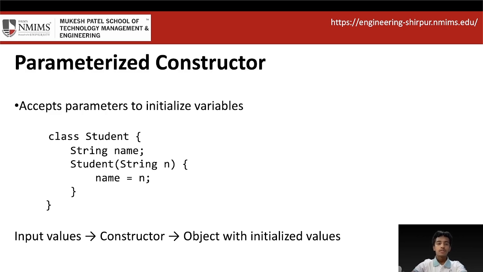Parameterized constructor. A parameterized constructor allows us to pass values at the time of object creation. This helps us initialize objects with specific data right from the beginning. For example, instead of assigning a name later, we can directly pass it while creating the object. This makes the code more efficient and flexible.